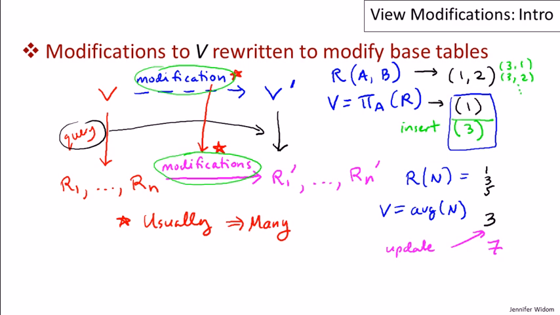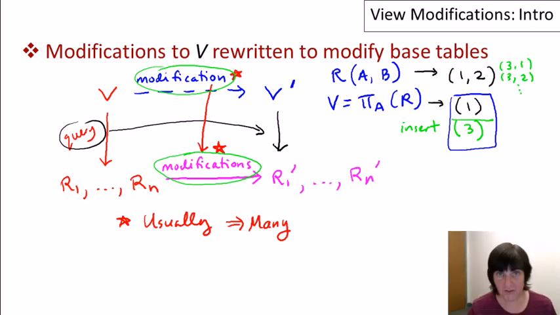Well, how do we update the base data so that its average is now 7? As you can imagine, there are many, actually an infinite number of ways to update the base data so that the view average would now be 7. So that's the crux of the problem. How do we decide which modifications to make to the base tables so that we get the desired modification to the view? Correctness is not so hard to achieve, but resolving ambiguity can be.